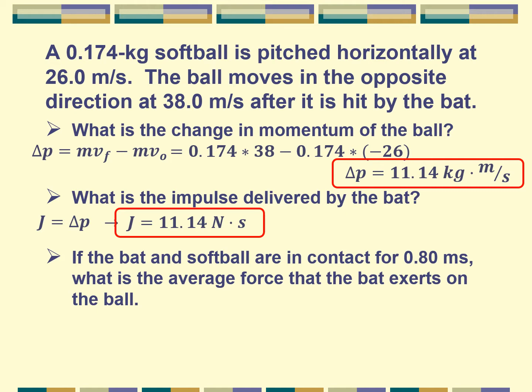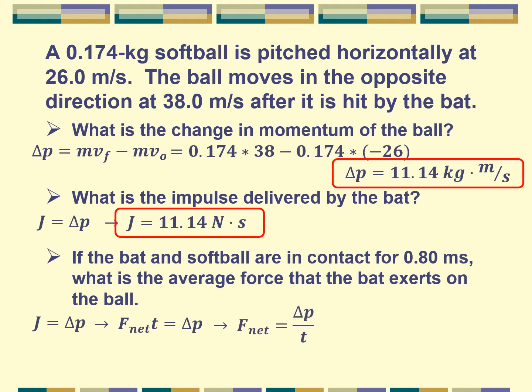Next part of the question: if the bat and softball are in contact for 0.8 milliseconds, what is the average force that the bat exerts on the ball? Now, if you remember, impulse is not only equal to change in momentum, but it's also equal to net force times time. So net force times time is going to be equal to that change in momentum. We know the change in momentum is 11.14 as we figured out before, and we know that the time is going to be 0.8 milliseconds. Now it's important to realize that we're talking about milliseconds. That has to be in base units, so it's actually going to be 0.0008 seconds.